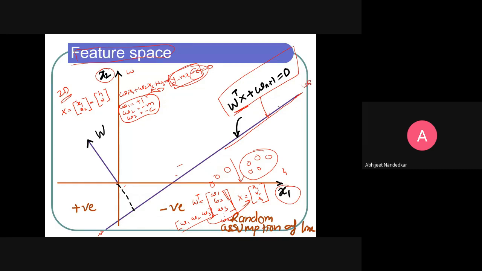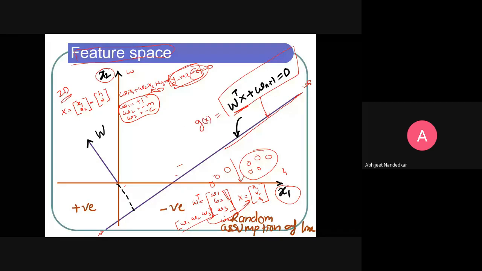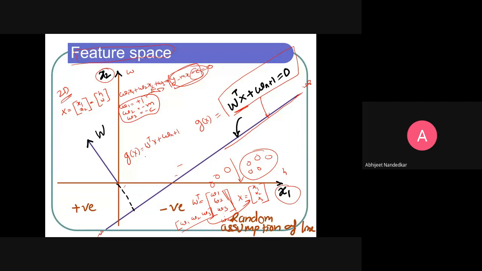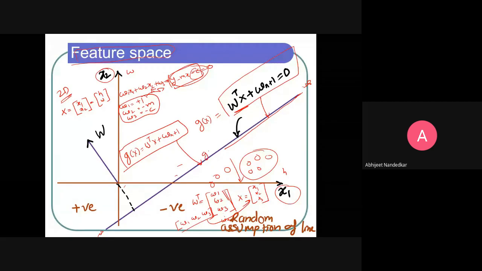If you walk on this line, what is the value over here? If I call this g of x, if I say g of x is equal to W transpose X plus Wn plus 1, I'm just not putting it equal to 0, I'm just calling this g of x. What is the value of g of x if I travel on this line or plane? It is g of x equal to 0. This line equation is that.